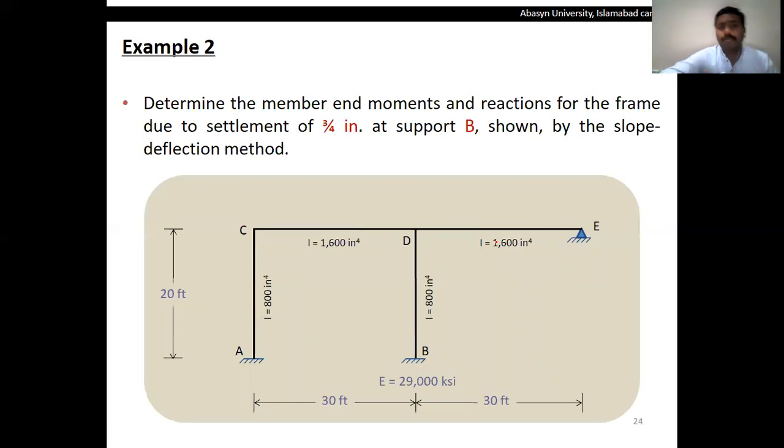Okay, the next problem that I am going to solve today is the non-sway frames with support settlement. The frames in which we have a support settlement as well. I consider the same frame that we considered in the last example, but there will be no loading acting on the structure, just for simplicity. And the point B, which is a fixed support, settles about 3/4 inch, which is 0.75 inches. By the slope deflection method, we have to calculate its support moments.